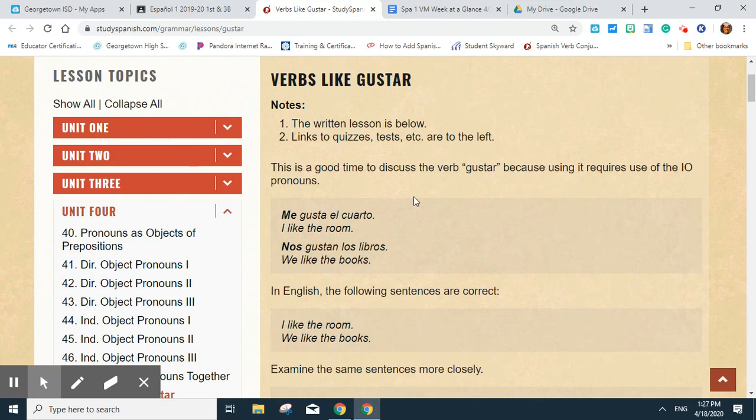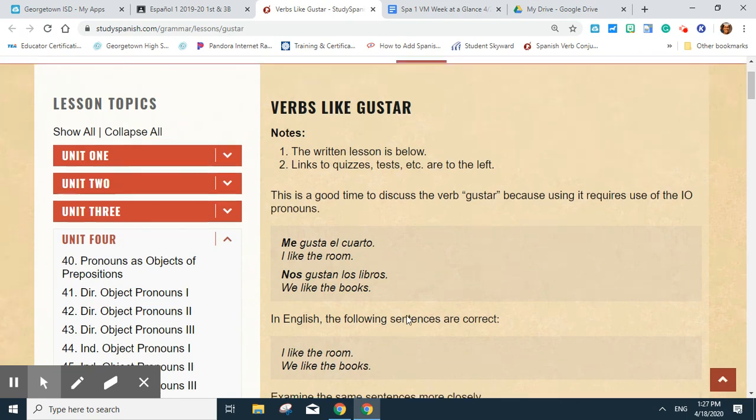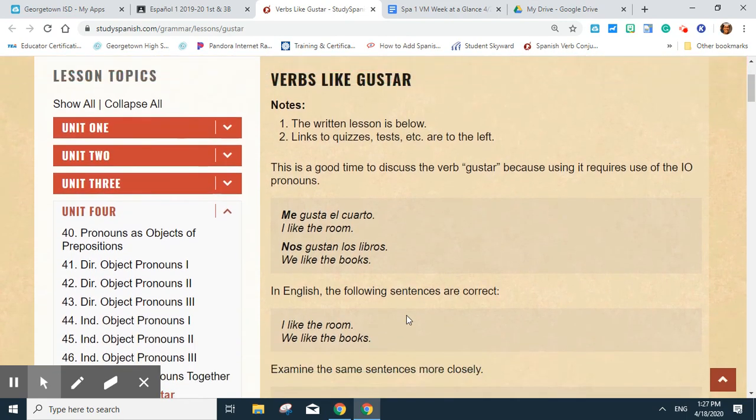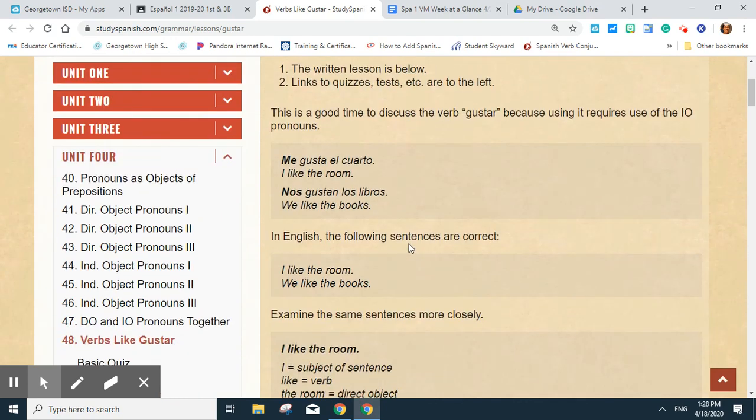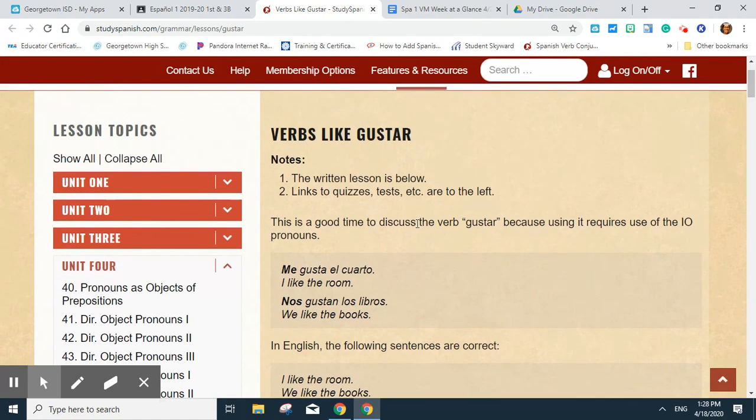So I'm going to give you a short lesson. If you feel you are more comfortable reading it, you can go ahead and stop the video, and don't worry about me reading it for you. But this is the lesson. You can also watch Maestro Kaplan's video, and that will help you. But I'm going to go over this lesson quickly to help you with verbs like gustar.